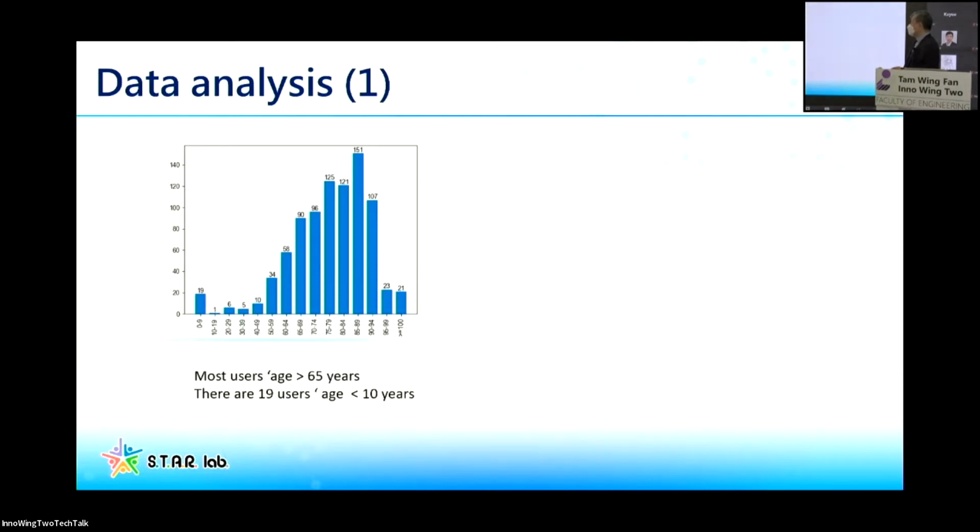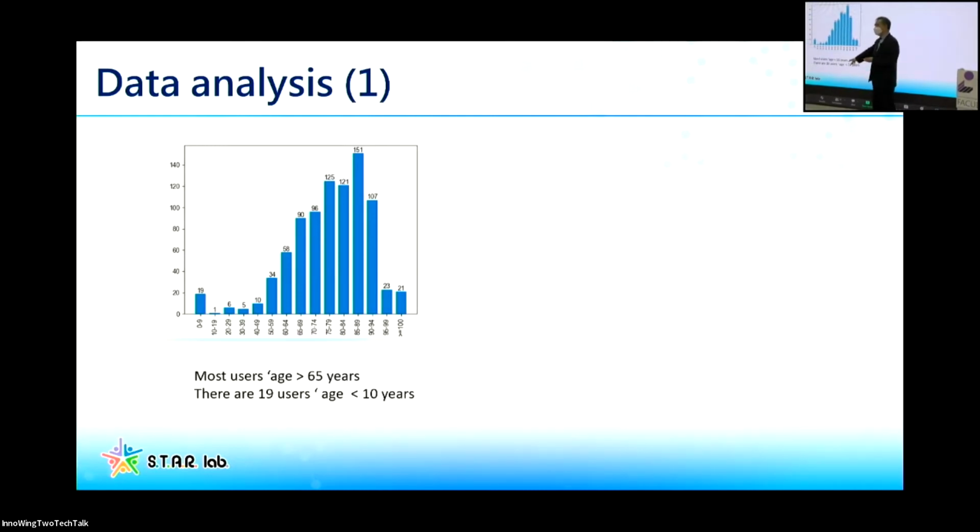And here I also want to share some more analysis of the data that we have collected. Here I didn't name a particular NGO because of privacy purposes. But one of the things that we are interested in is the age distribution of the users. And here we find that actually most of the users of our apps are more than 65 years old. At the same time, it is also quite interesting to find that there are 19 users who are less than 10 years old. So probably maybe the parents bring them to the center to help the elders.